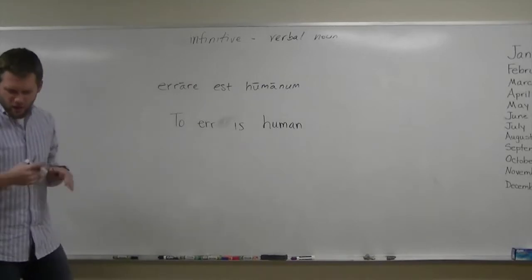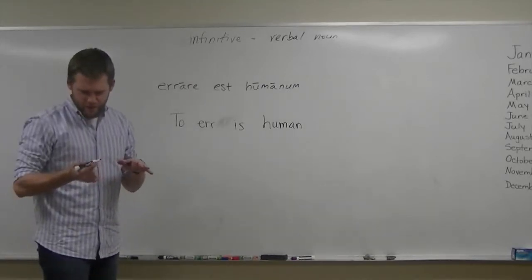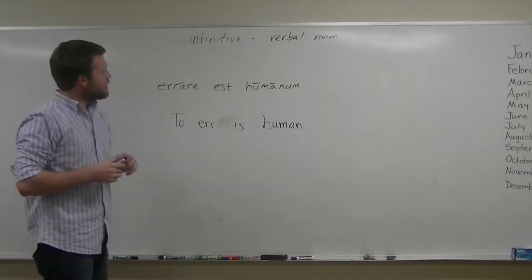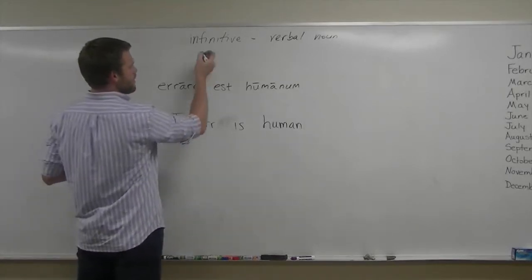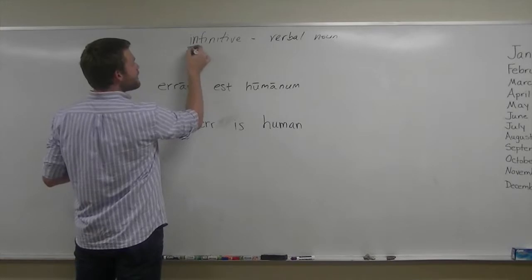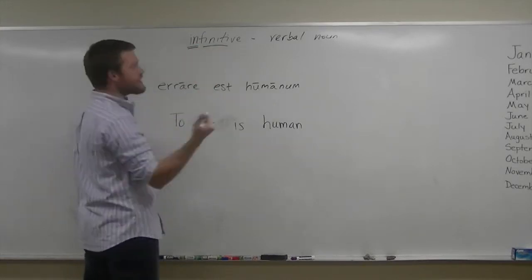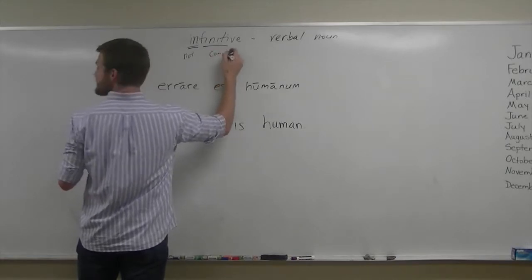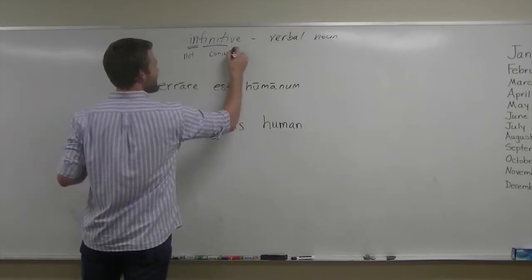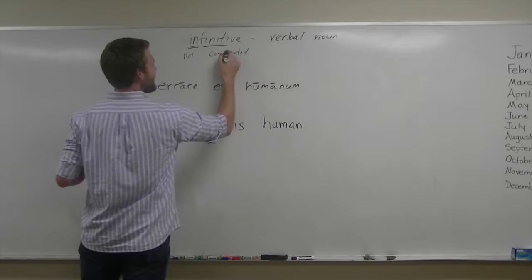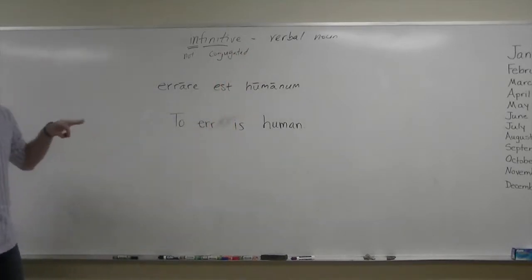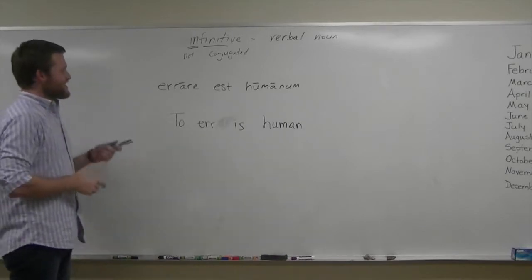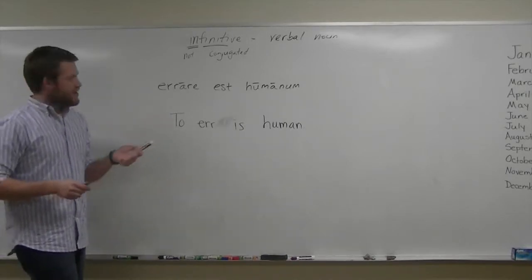Oh, and just a reminder, what does infinitive mean? Do you remember that? The verb unconjugated. Good. It literally means not limited, but that's kind of how it works out: it's not conjugated, so it's not limited by a subject. Okay? So that's what's happening here. So, to err is human.